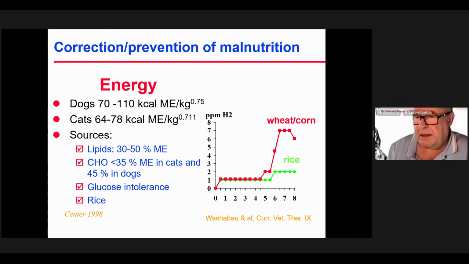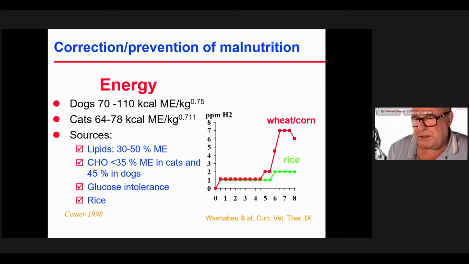Finally, what kind of starch should you choose? Historically, we always said that rice is very digestible, and you see that on the graph on the right-hand side. You can see on the left, on the y-axis, the amount of hydrogen that is released in the breath of an animal that eats that diet. And then on the x-axis, you have the time in hours. You can see that there is not much change for the first 5 hours. This is the transit through the small intestine.